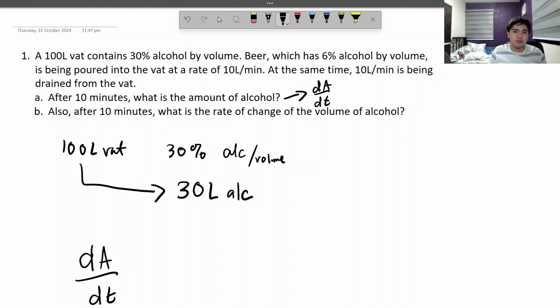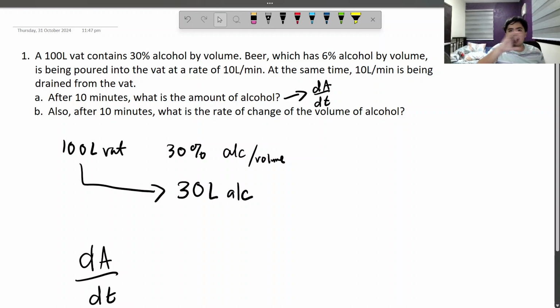So the amount of alcohol being drained from the vat is different each time. It's not a constant 10 liters per minute times 30% alcohol by volume. It's not constantly that. It's changing over time. So we need to calculate for that. So what could be the change in alcohol over time?